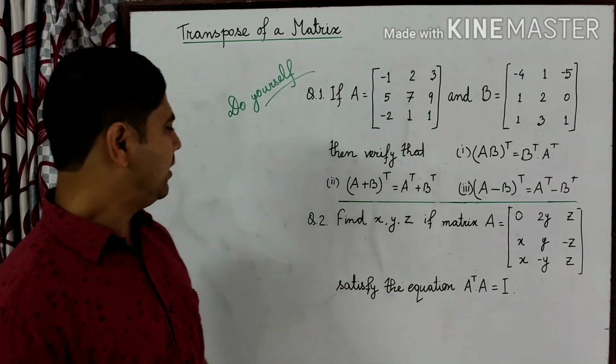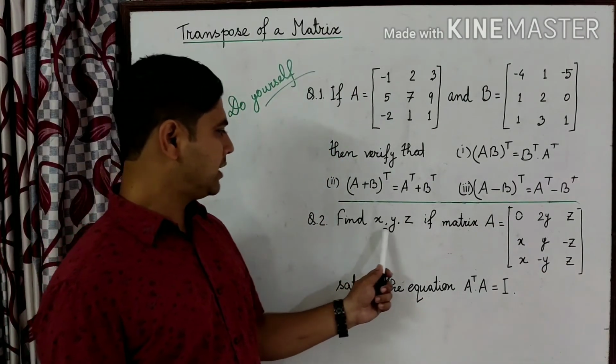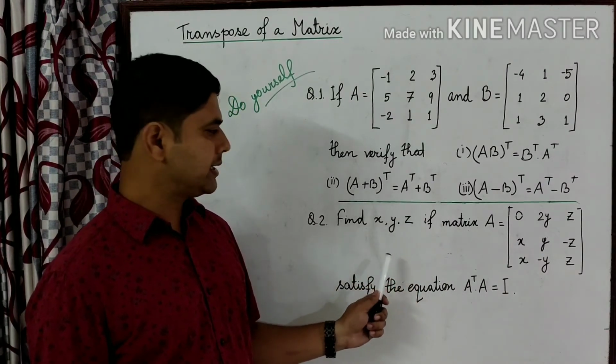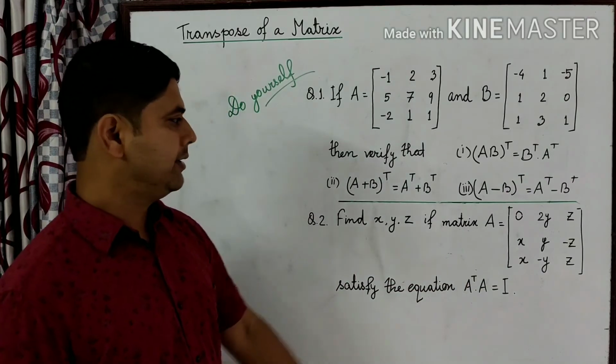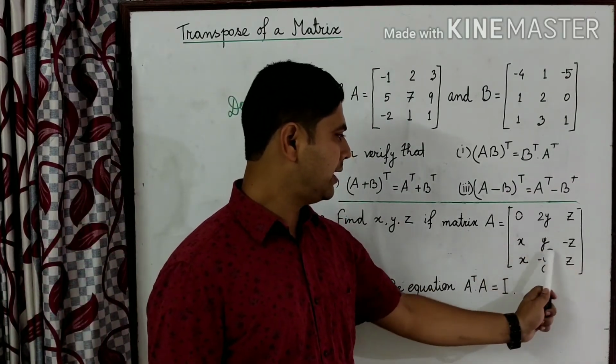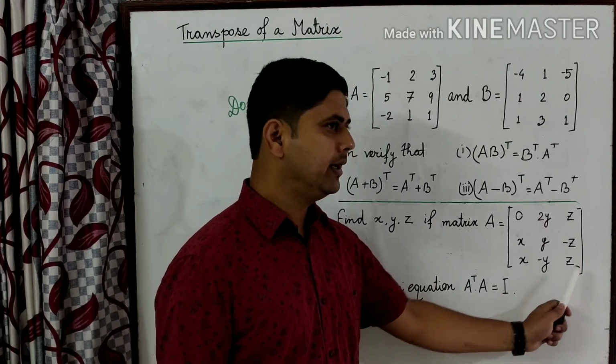Verify it. Similarly this one also, here minus there is. Okay, no problem. Now the second question is what? Find x, y, z. That is the unknown variables x, y, z. If matrix A is equal to this one, this is the order of what? 3 by 3. 0, 2y, z; x, y, minus z; x, minus y, z.